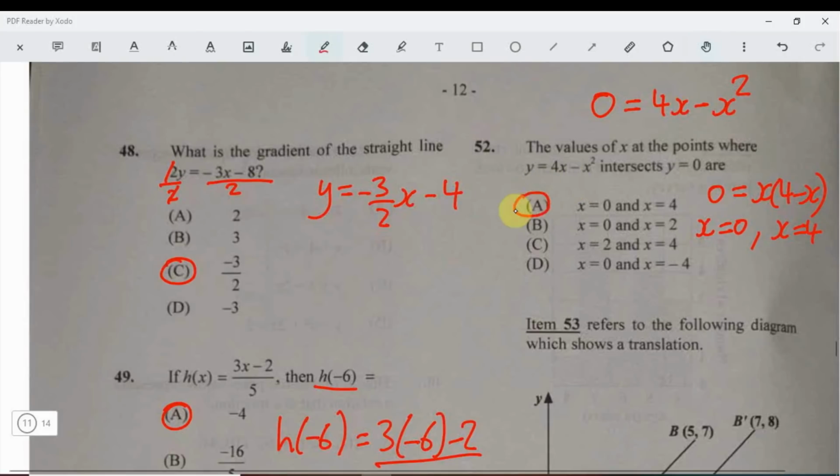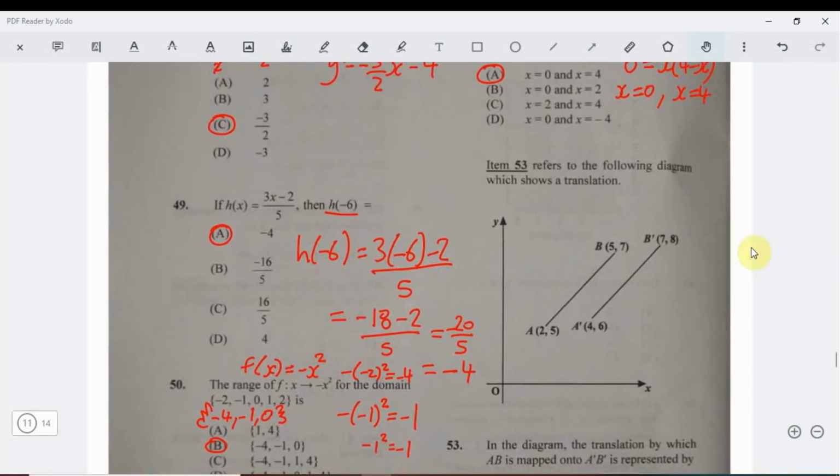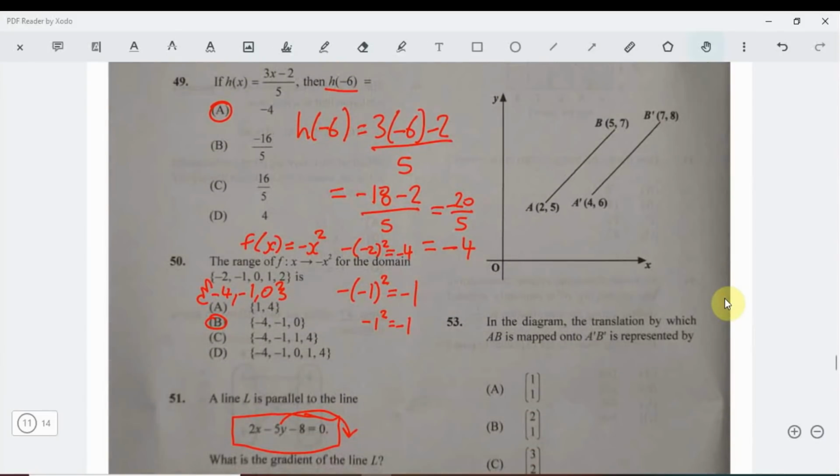That's option 2. Alright, question 53. We see it is translation. And let's hear what they ask us. It says, in the diagram, the translation by which AB is mapped to A prime, B prime is represented by.